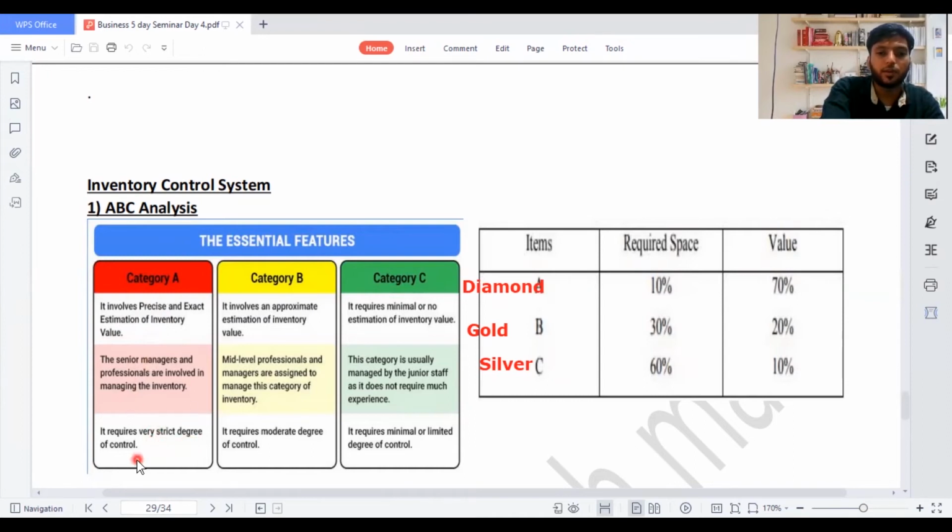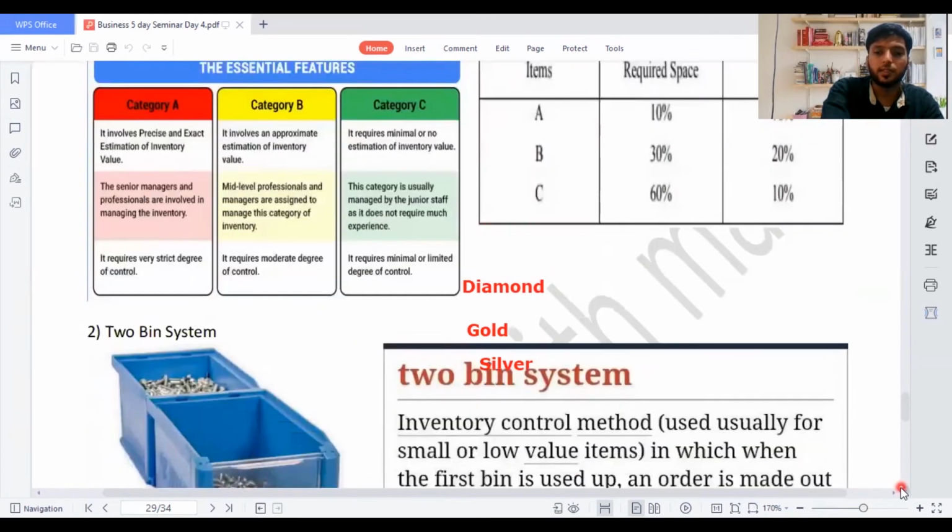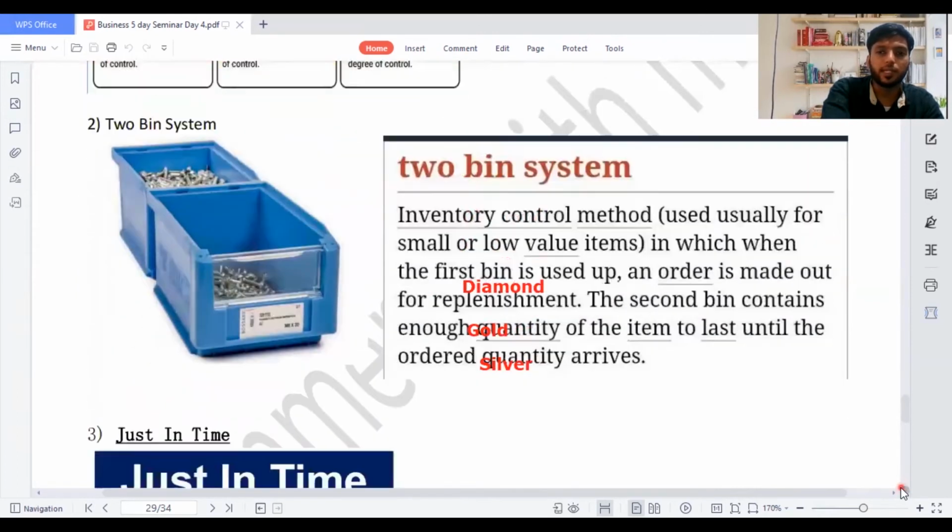Senior managers, professionals are involved in managing the inventory. It requires a very strict degree of control because it's very valuable. B involves an approximate estimation of inventory value. Mid-level professional managers are assigned to manage this category of inventory. It requires a moderate degree of control. C requires minimal or no estimation of inventory control. The category is usually managed by the junior staff. It does not require much experience. It requires a minimal or limited degree of control. That is the first way, ABC analysis, which we learn.